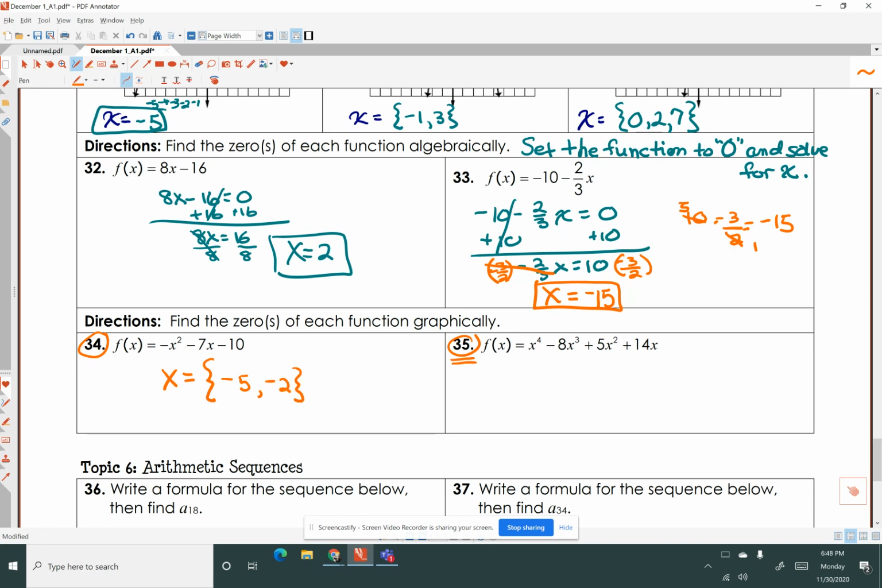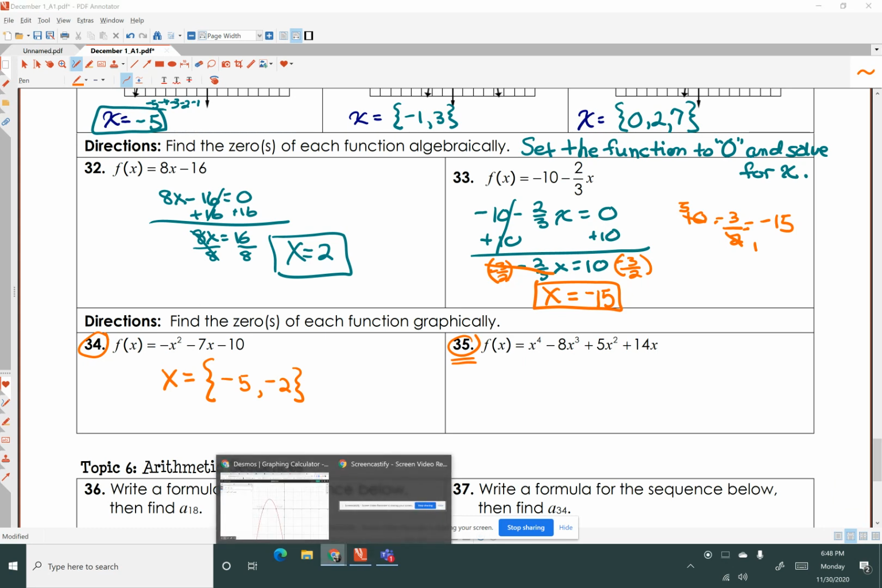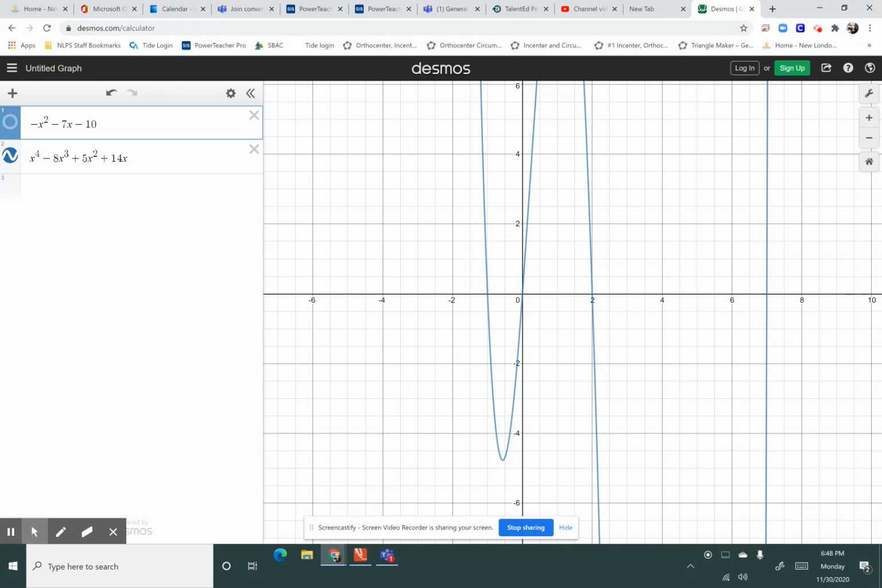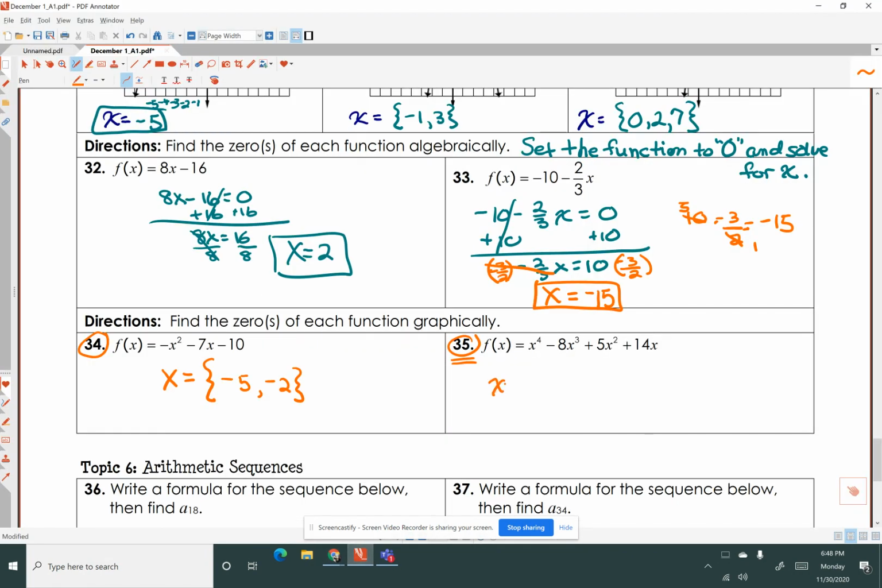Now we'll graph the next one, number 35. And this one has been graphed in blue. And it crosses, this is a quartic, x to the 4th power, and it crosses the x-axis 4 times. It crosses at negative 1, 0, 2, and 7. We're only interested in the x values when we write this. So x equals, set notation, from least to greatest, negative 1, 0, 2, and 7.